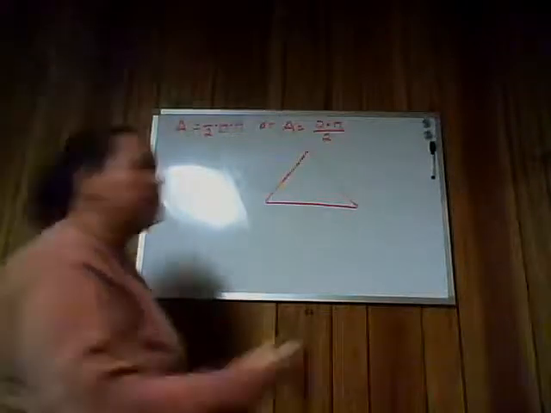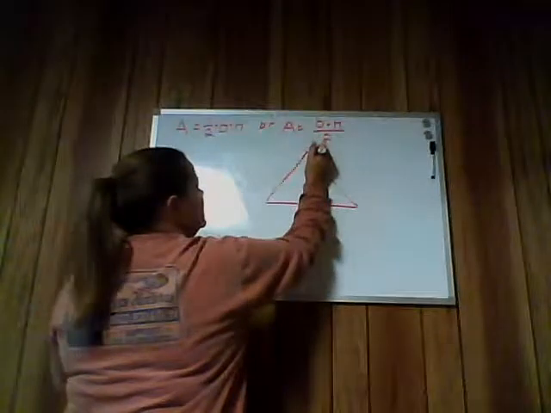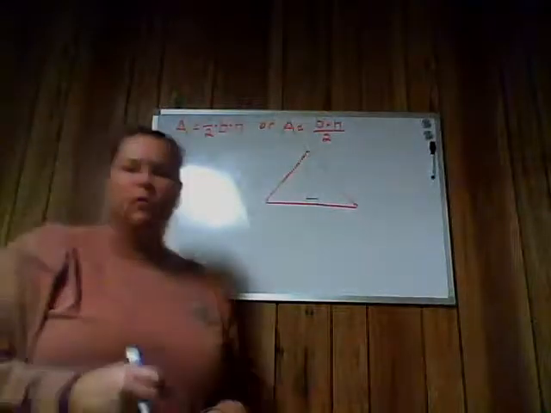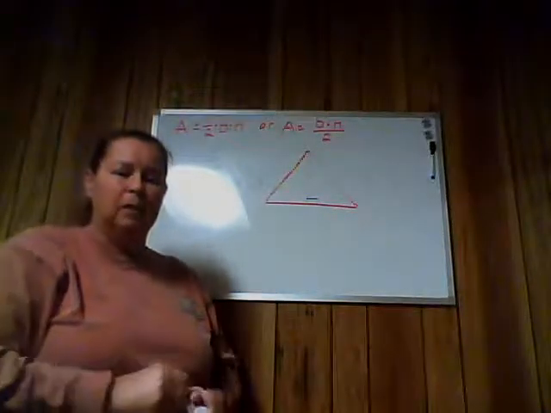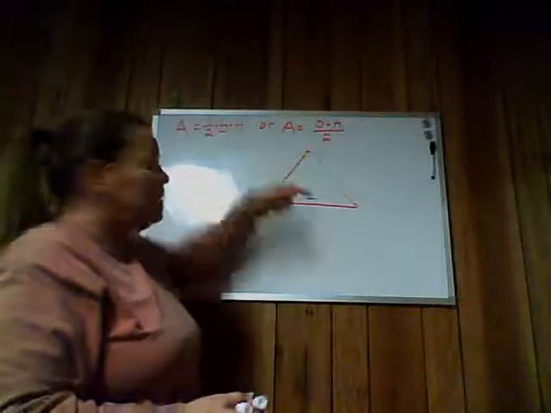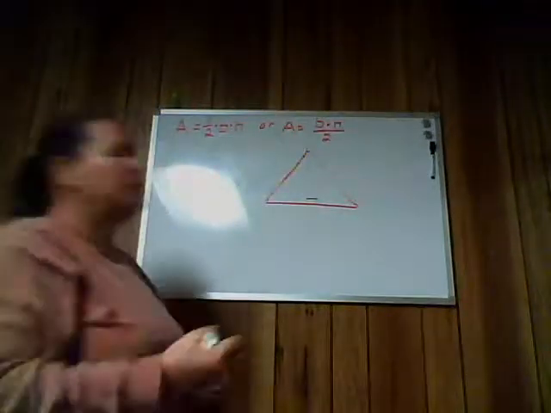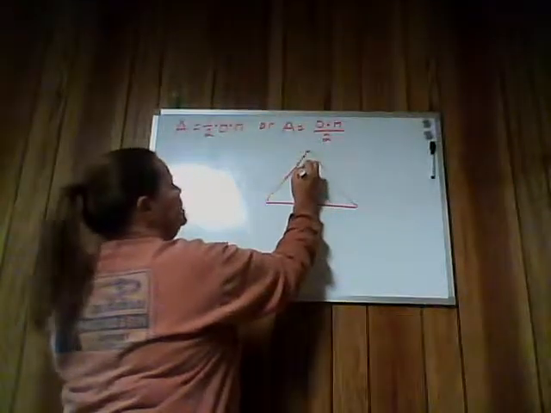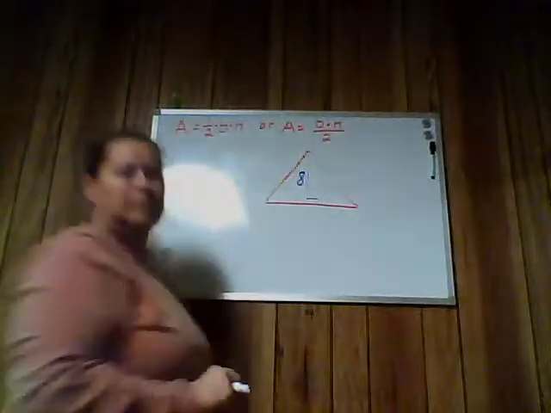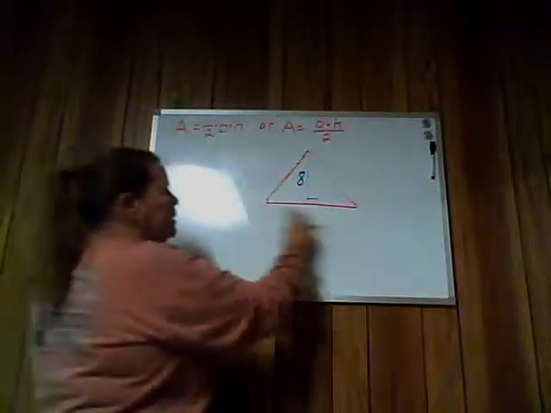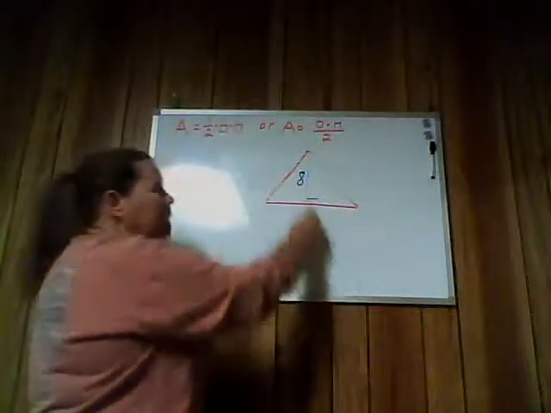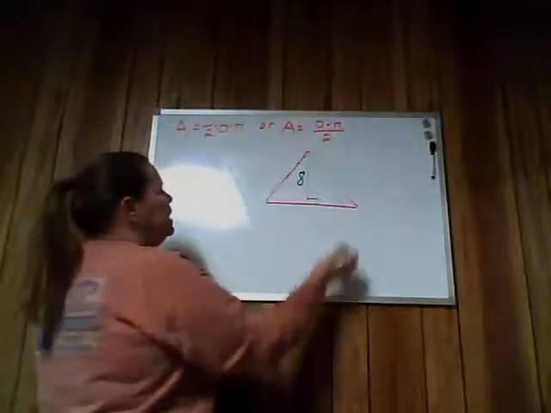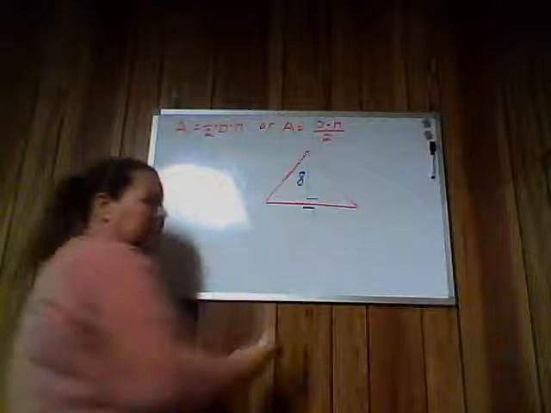So what's going to happen is this, we're going to drop what's called an altitude for that triangle. All right. And this gives me my right angle. So that means this is going to be my height. So let's say my height is equal to 8. And let's say my base, this is my base. Wherever that right angle is, that's going to be your base. So let's say my base is 7.